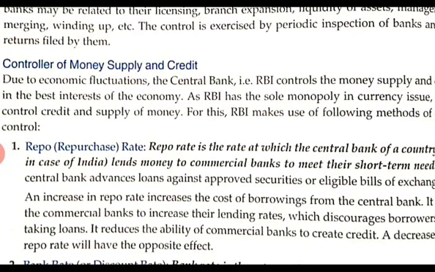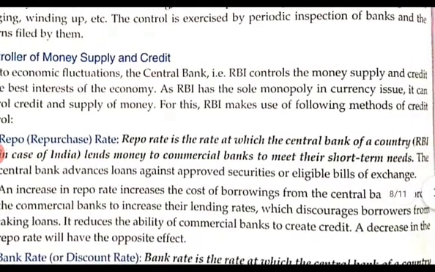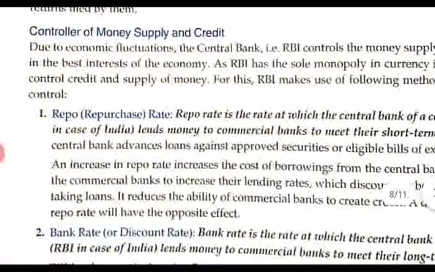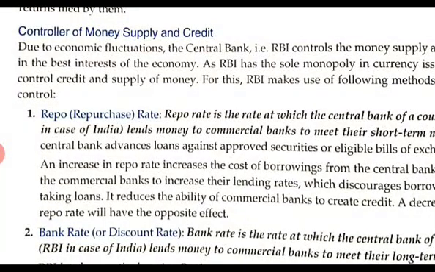You should know, children, that the commercial bank creates the credit, whereas the central bank controls the money supply and credit. So how the central bank is controlling the credit, that we are going to study in this function. Due to economic fluctuation, the central bank, that is RBI, controls the money supply and controls the credit in the best interest of the economy. So that would be best for the economy. As RBI has the sole monopoly in the currency issue, it can control the credit and supply of money. This thing we have already discussed.